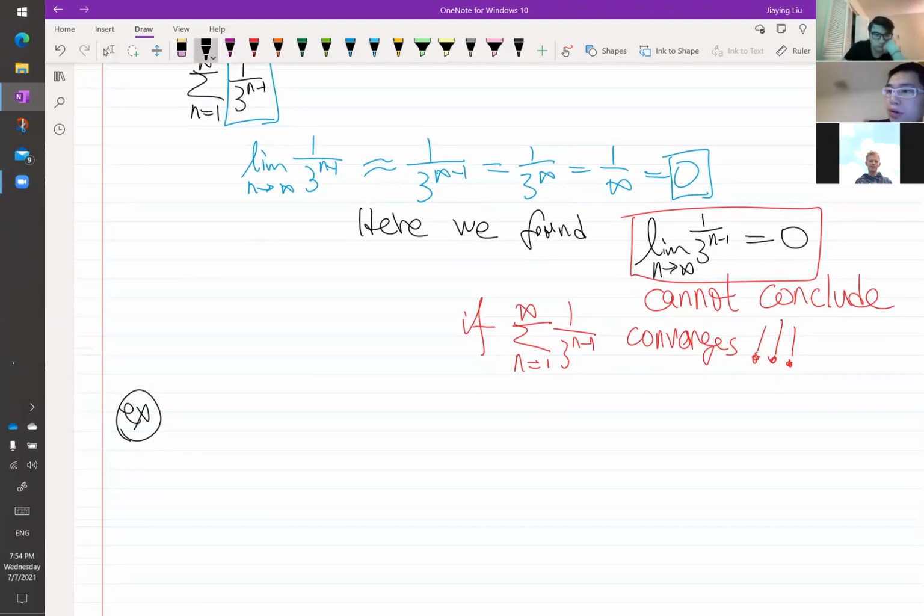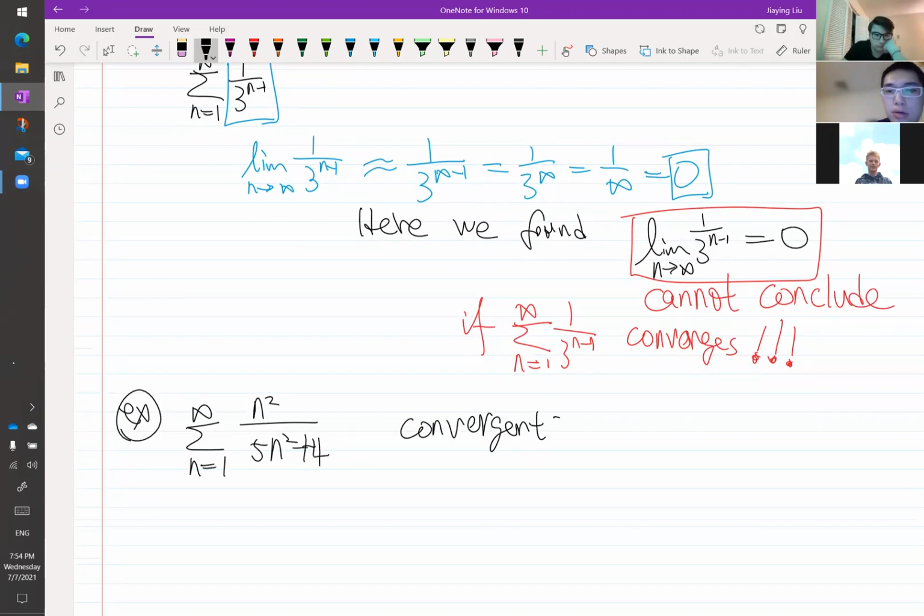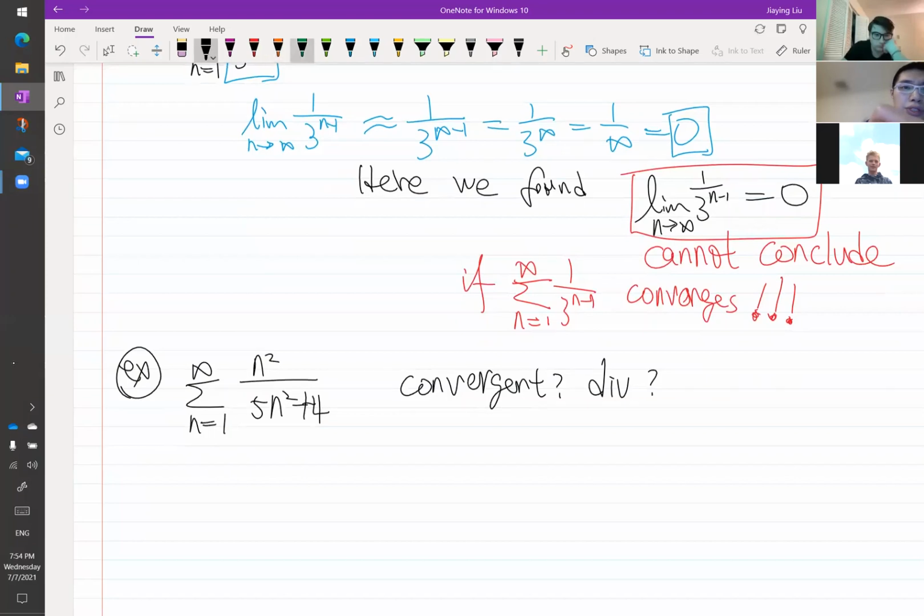So this example, what about this series? n squared over 5 times n squared plus 4. Is this going to be convergent or divergent? Well, mostly it's divergent, right? I'm going to use the divergence test. So I'm going to focus on this part and take the limit as n goes to infinity.